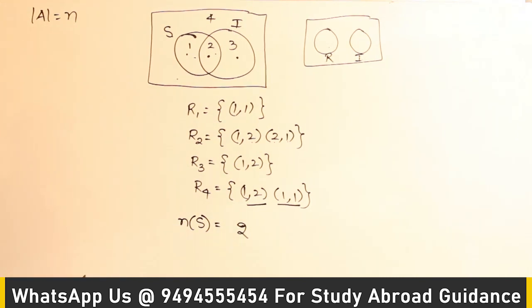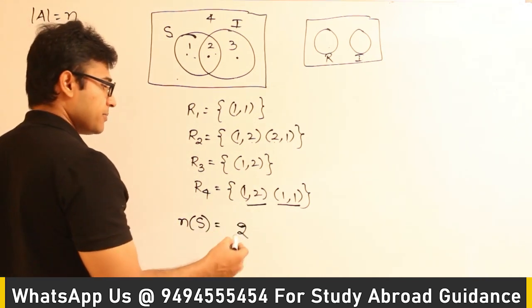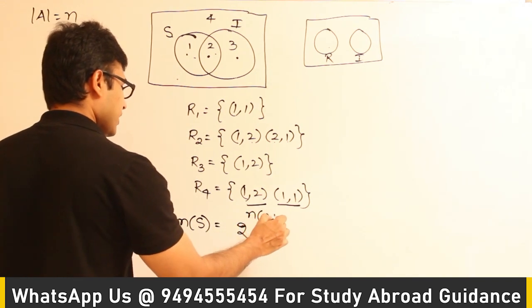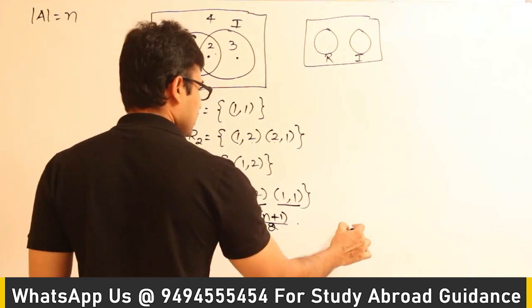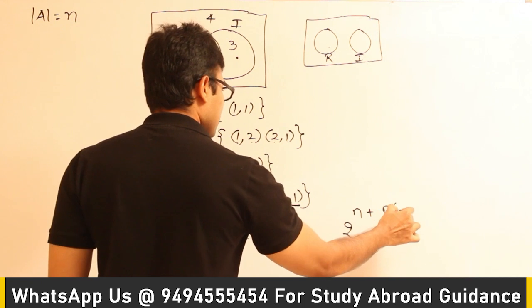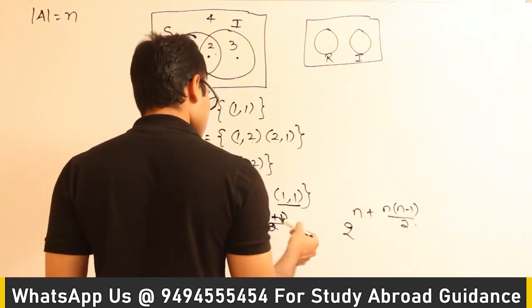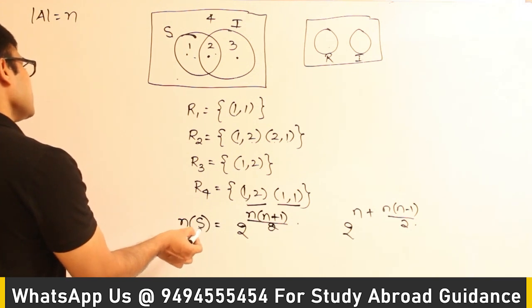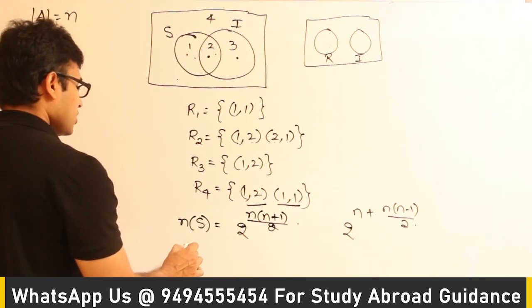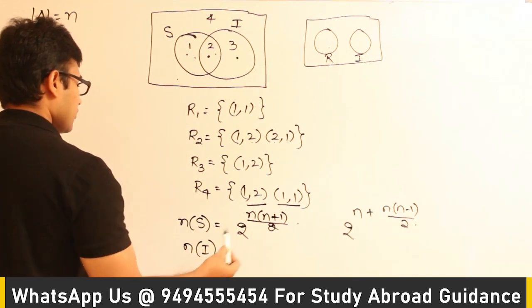In order to get the symmetric relations, all the diagonal elements are going to give us 2 power n cases, and the remaining n square minus n we have to put in pairs. I have already derived that, so I am directly writing it, n into n plus 1 by 2, I guess, right? So we get 2 power n plus n into n minus 1 by 2. If you add it, you are going to get n into n plus 1 by 2. So this is the cardinality of the set, which means the total number of relations which are symmetric is this one.